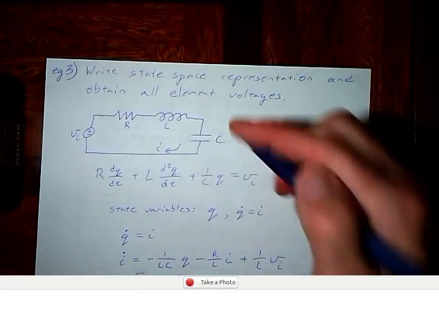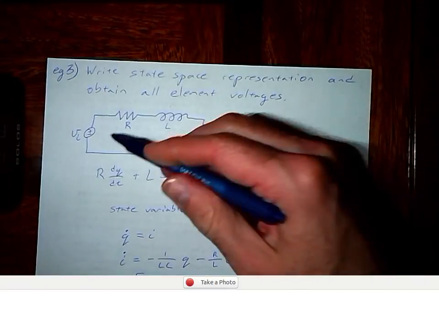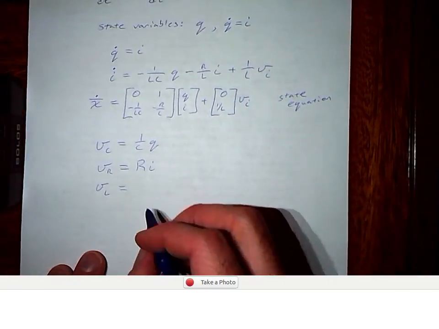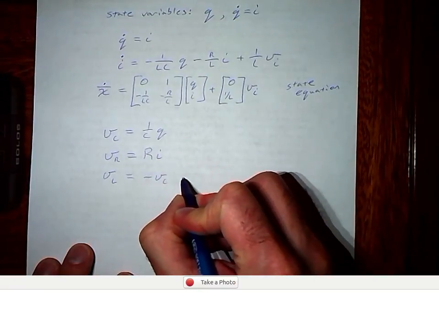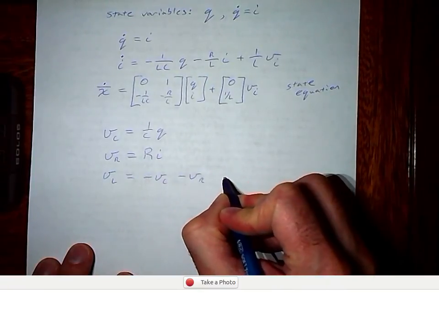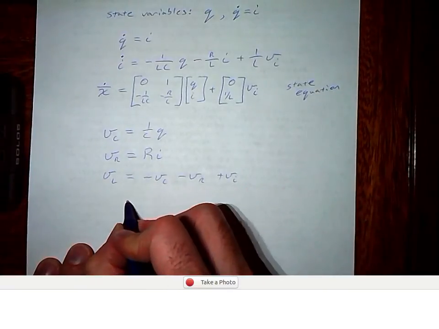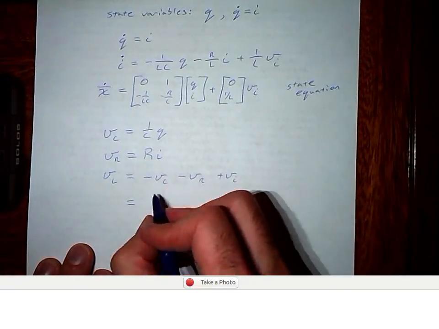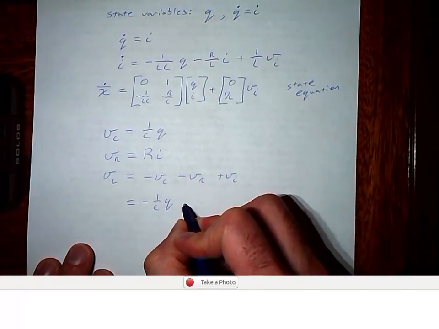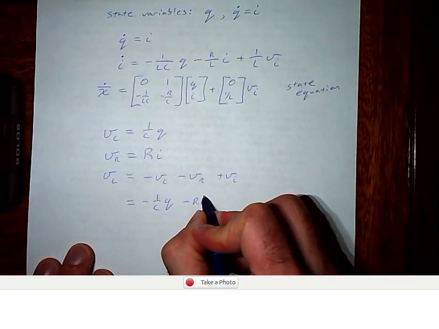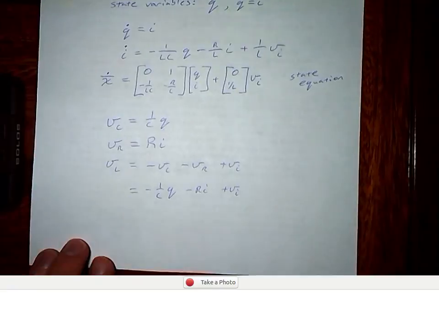And the voltage across the inductor we can get from KVL, or Kirchhoff's voltage law. That says that the voltage across the resistor plus the voltage across the inductor plus the voltage across the capacitor equals the input voltage. So the voltage across the inductor is negative VC minus VR plus VI, but we need these in terms of the state variables. So just substituting in from up here, we have negative 1 over C times Q and negative R times I plus VI. So now we can write our output equation.